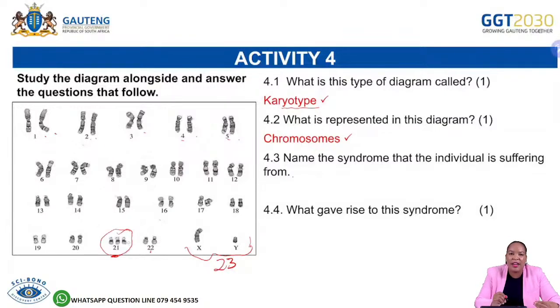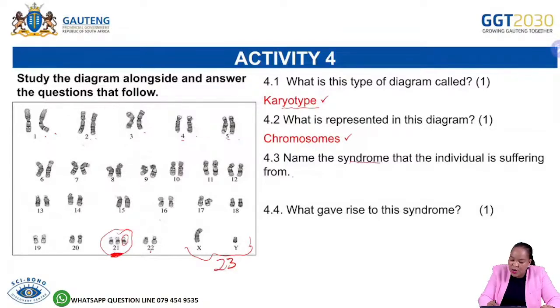Not all karyotypes have problems at chromosome 23. Not all of them have problems at chromosome 21. So you need to check the questions. This one actually wanted you to go look at chromosome number 21. You see there are two pairs, all of them. But when you get to chromosome number 21, there is an extra copy there.